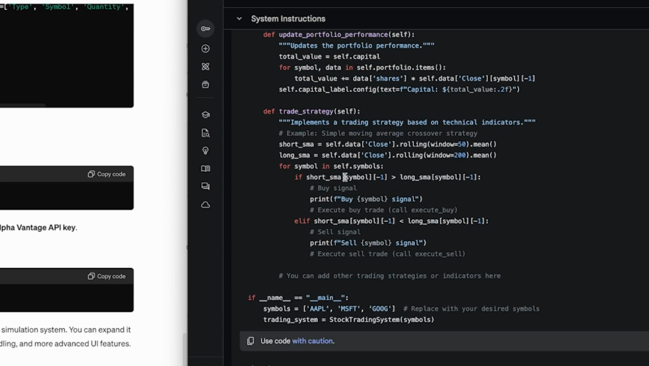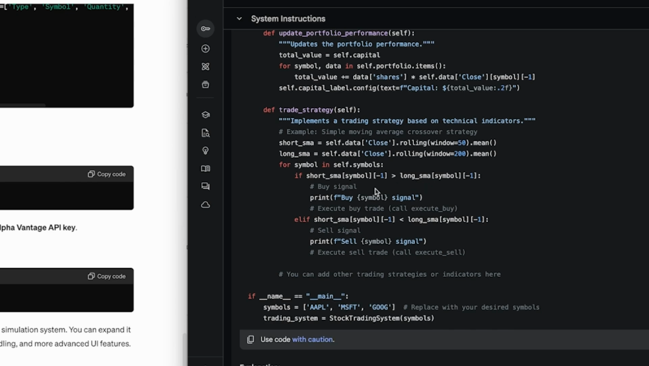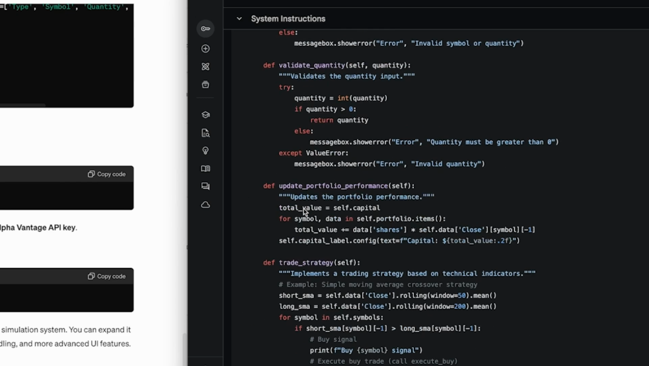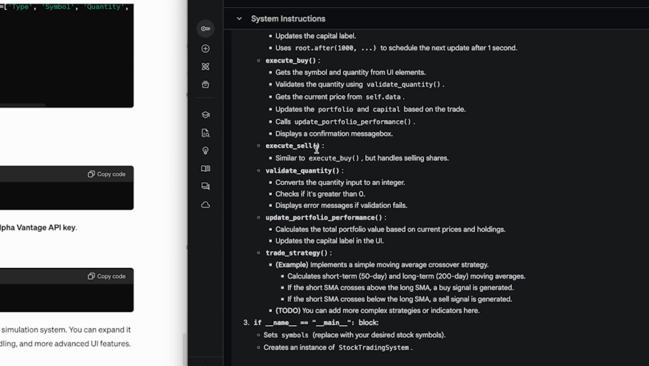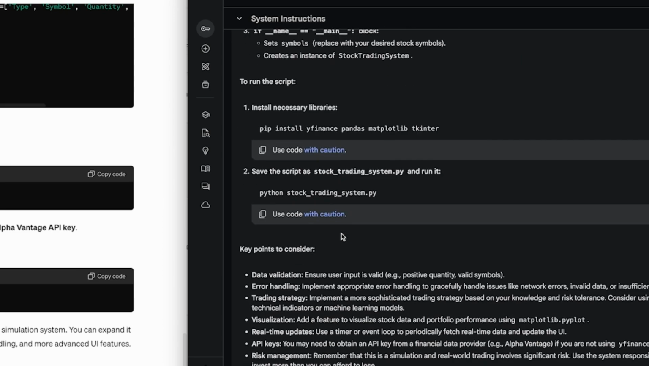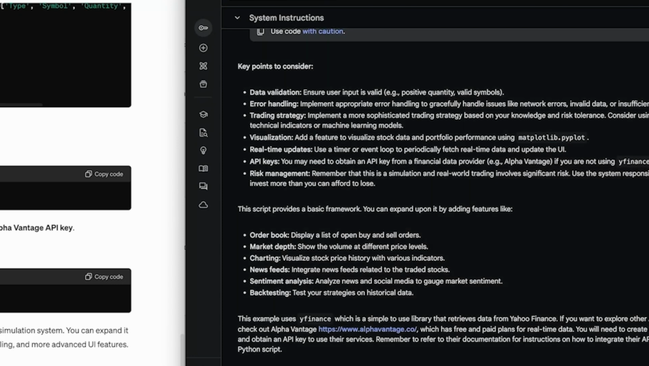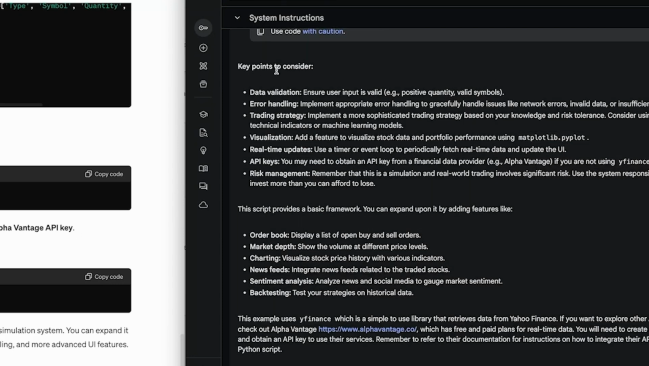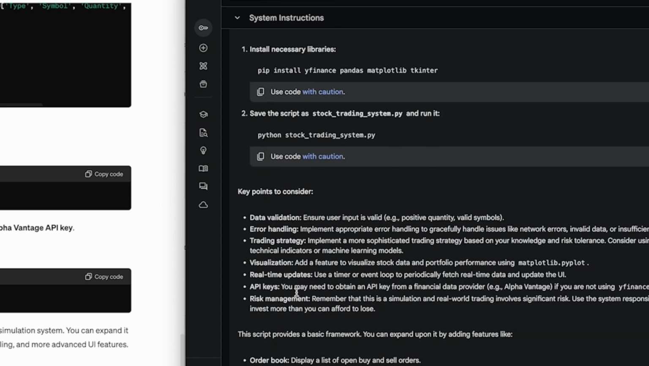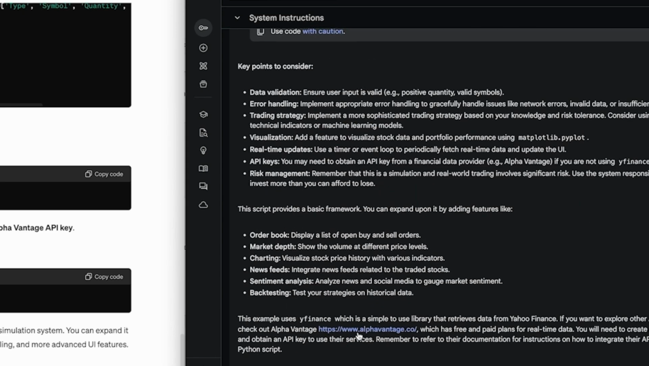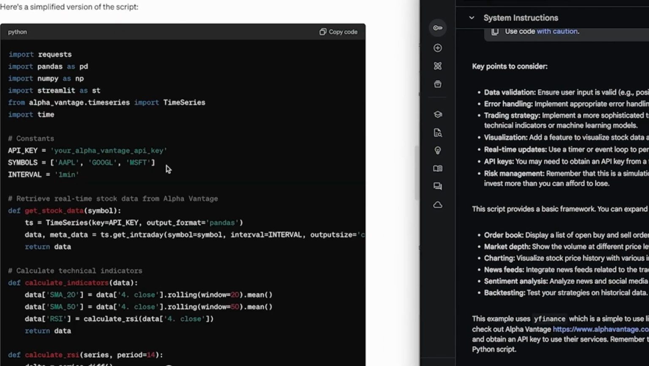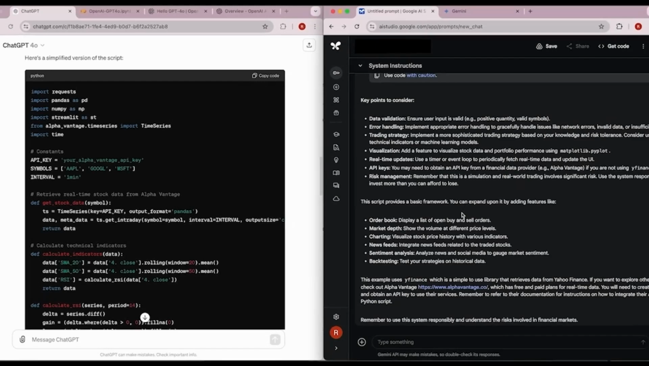So it's also using the SMAs to build the trading strategies. Those three symbols it has picked up. After that it tried to explain the whole source code and how to install it. Pretty interesting. It also gave some explanations about key points to consider, and I believe it has used Alpha Vantage time series. Oh yeah, both of them have used the Alpha Vantage time series to get the stock prices.